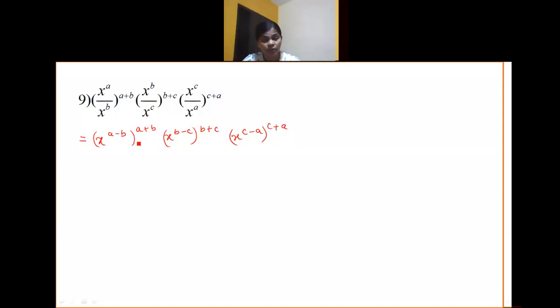Now if we observe, in each term the powers are of the form a plus b into a minus b. Each power is of the form (a plus b)(a minus b), and we know that (a plus b)(a minus b) is nothing but a square minus b square. Let's apply this formula. So what we get is x to the power a square minus b square, into x to the power b square minus c square, into x to the power c square minus a square.